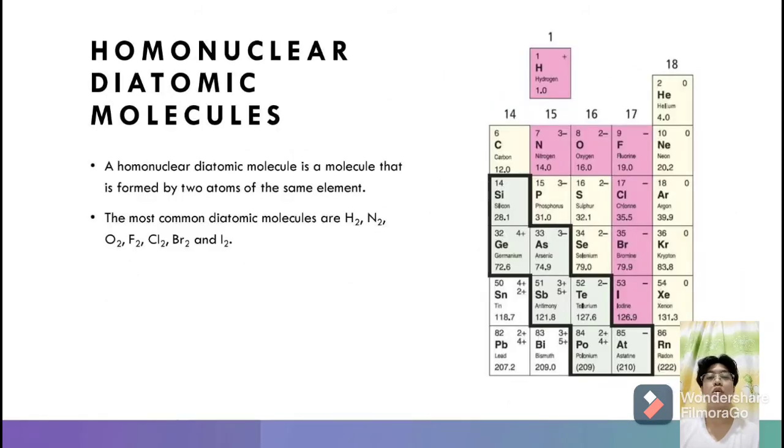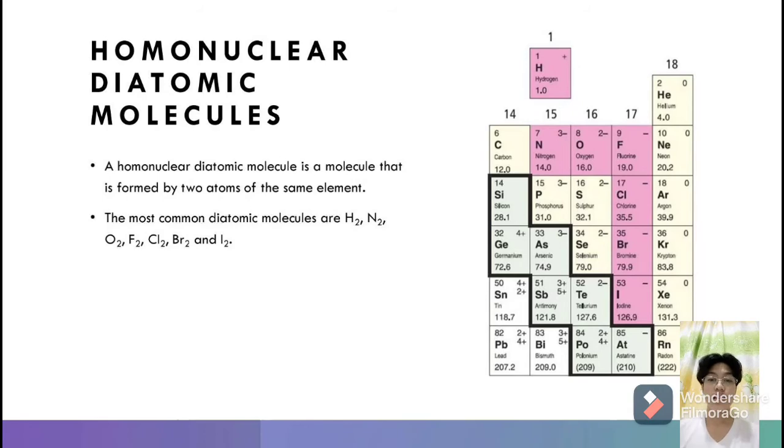Next, we talk about homonuclear diatomic molecules. Homonuclear diatomic molecules are simply molecules made up of two atoms from the same element. Examples would be hydrogen gas, fluorine gas, oxygen gas, or nitrogen gas.